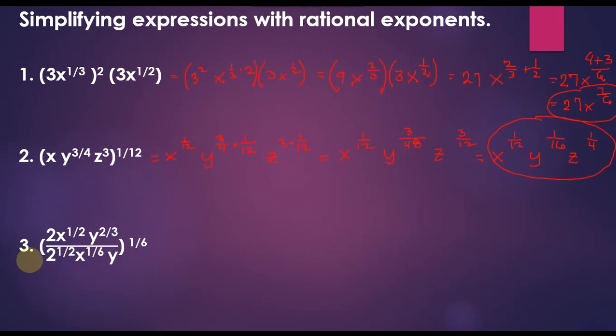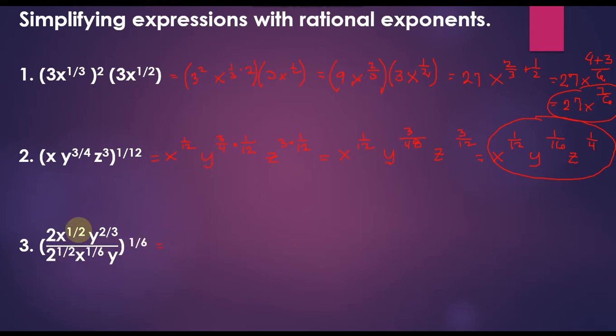Number 3, quantity 2x raised to 1/2, y raised to 2/3 all over 2 raised to 1/2 x raised to 1 over 6 y raised to 1 over 6. In this problem, there are two ways to solve this. You can use power of a quotient or you can use quotient of a power. In this case, I'll use quotient of a power first.